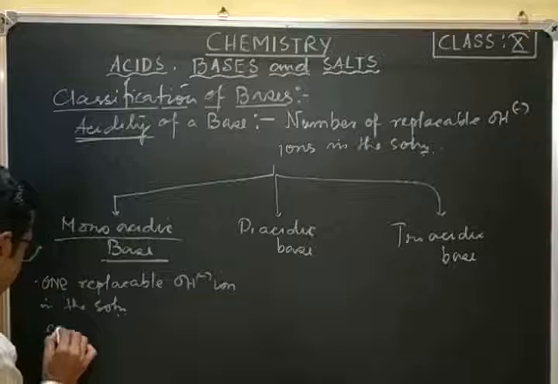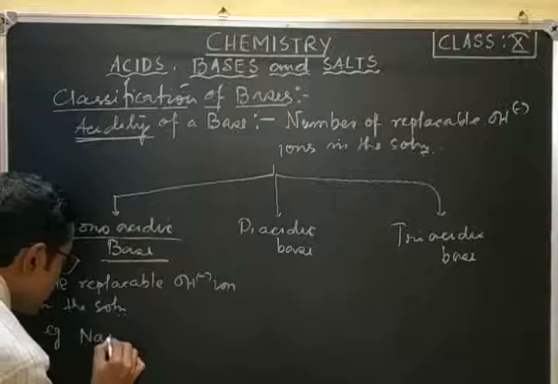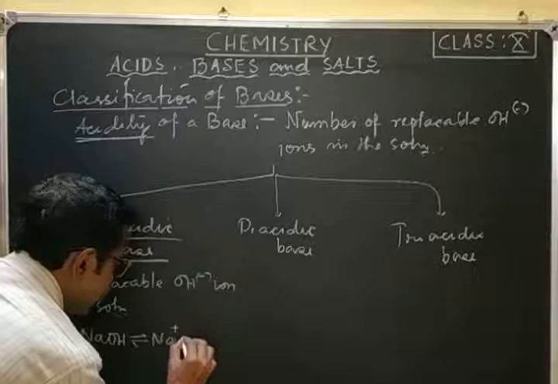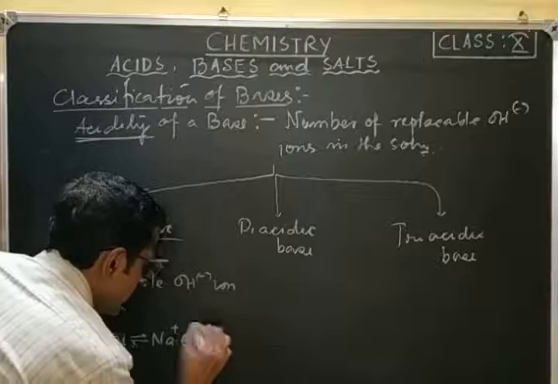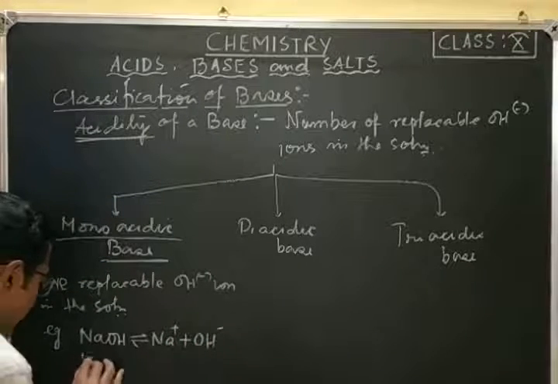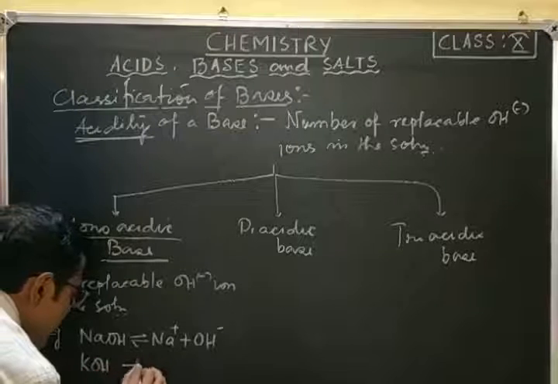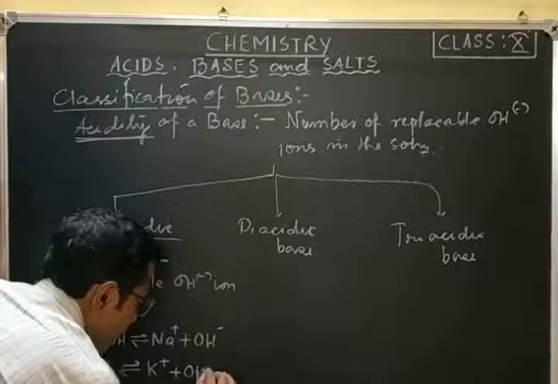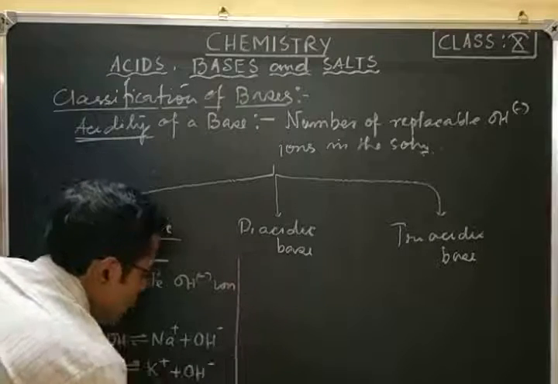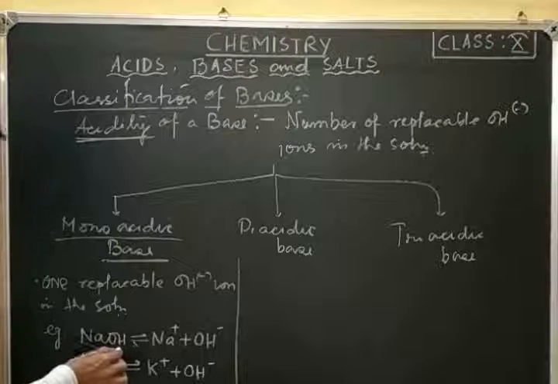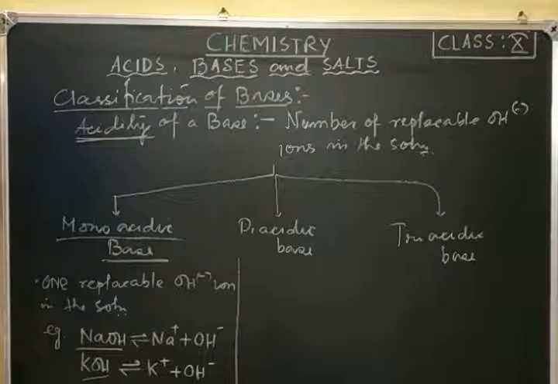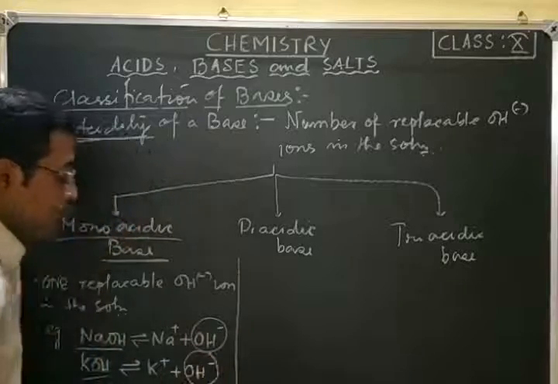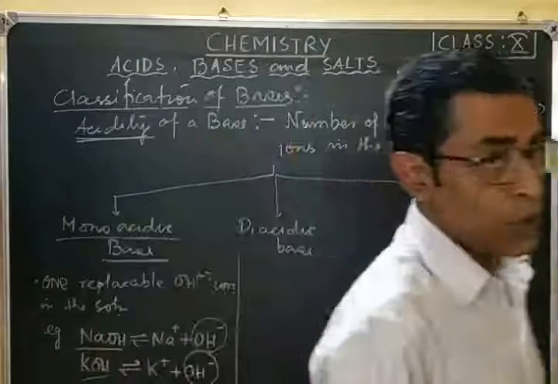I can take the example of sodium hydroxide as a monoacidic base. It can dissociate like this: Na plus OH minus. Say potassium hydroxide, K plus OH minus. So you can see these are the bases. Sodium hydroxide and potassium hydroxide can only produce one hydroxyl ion in the solution.